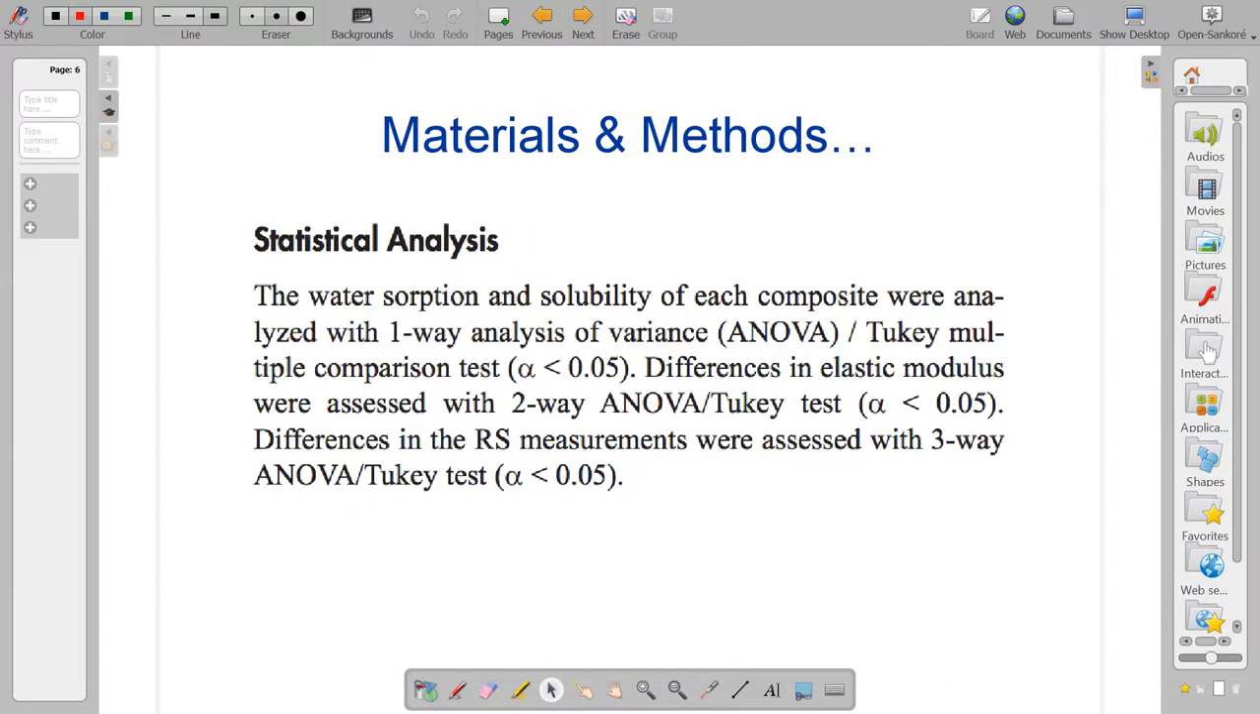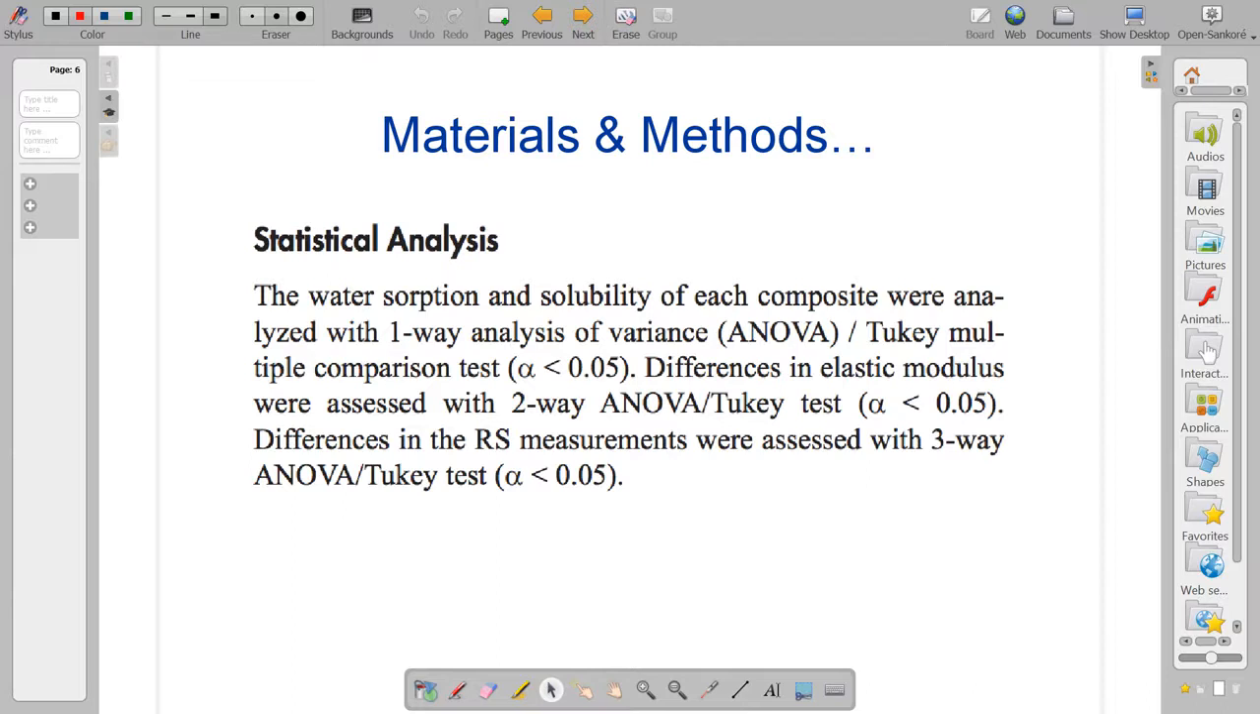So if we look back here, what they also state in their analysis is that the water sorption and solubility of each composite were analyzed with one-way analysis of variance and Tukey multiple comparison tests, alpha is less than 0.05. Does someone want to tell me what that means? Because I don't know. Someone to step up to the plate and tell us how these researchers analyzed the weight of their composite specimens. Ah, well, that's a shame.